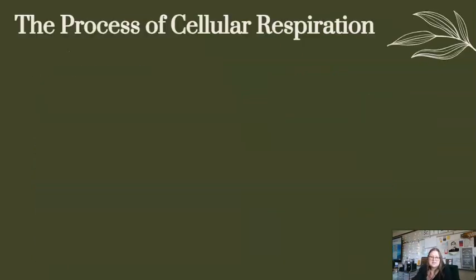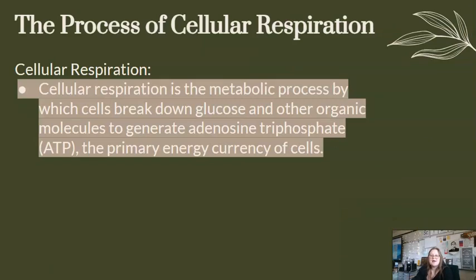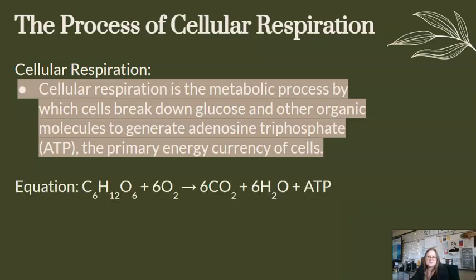For the process, our more in-depth definition of cellular respiration is that it's the metabolic process by which cells break down glucose and other organic molecules to generate adenosine triphosphate, which we'll just call ATP, which is the primary energy currency of cells. When cells are going through processes that require energy, usually the token that they're using is going to be ATP, which is what we get from cellular respiration.